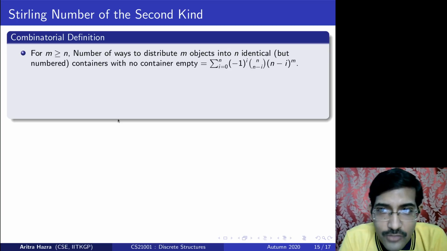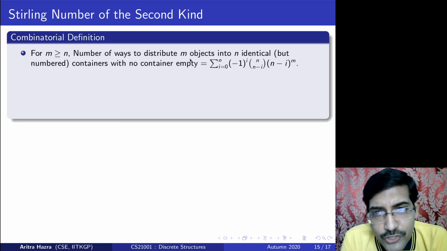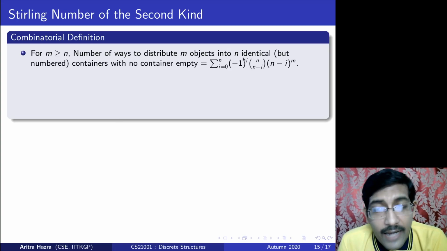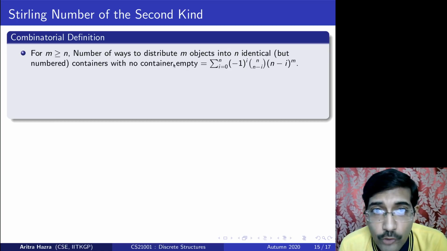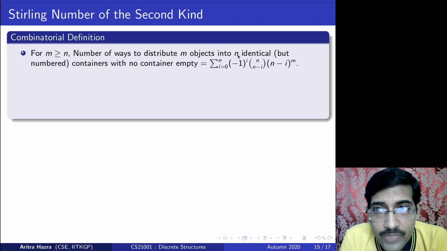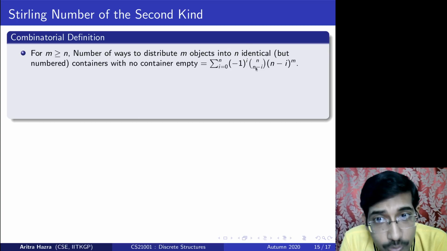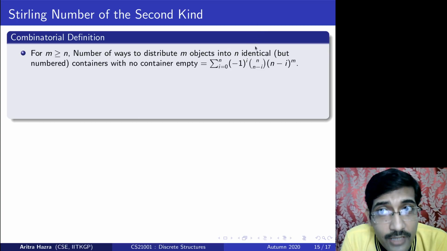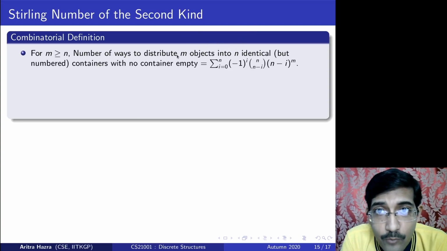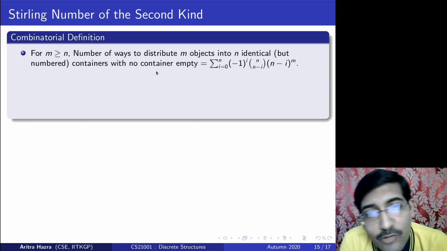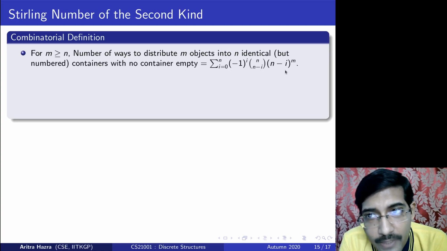First of all, the number of ways to distribute m objects into n identical but numbered containers with no containers empty is just our onto function. See what we have done in onto: we have mapped m objects into n identical but numbered containers. 1, 2, 3, 4, 5 is our B set, and for each of 1, 2, 3, 4, 5, I have some of the m going there. So the number of ways I can map m objects to n identical but numbered containers is equivalent to my number of onto functions, which is the closed form formula that I have just formulated.